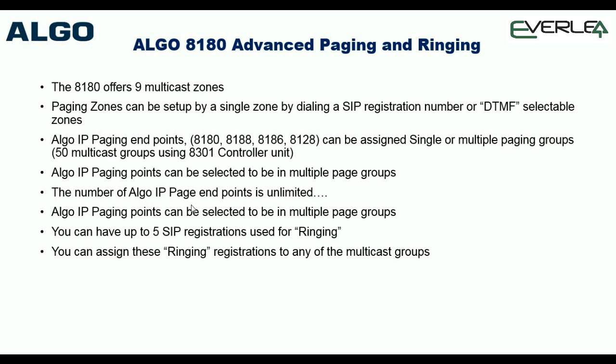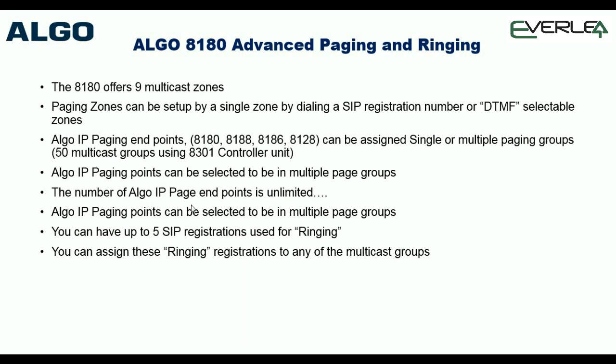The Algo paging endpoints can be the 8180, the 8188, the 8186, and the 8128. Fundamentally, very much the same. So once you get your head around what the 8180 can do, for example, the 8186, which is the bullhorn weatherproof version of this, is just about identical in regards.